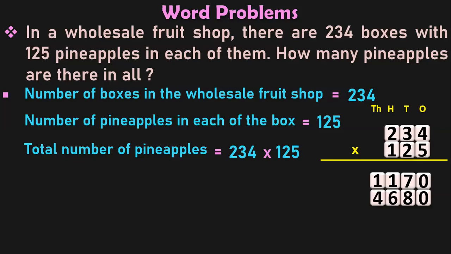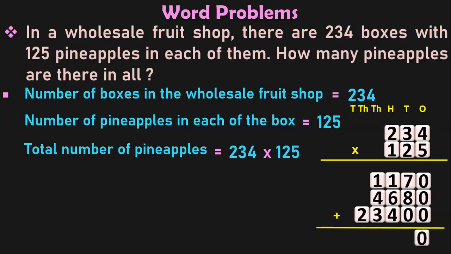Next, we have to multiply by 100. So add 1 0 in the ones place. Another 0 in the tens place. 1 into 4 is 4. 1 into 3 is 3. Next, 1 into 2 is 2. Now, we'll have to add all these products.